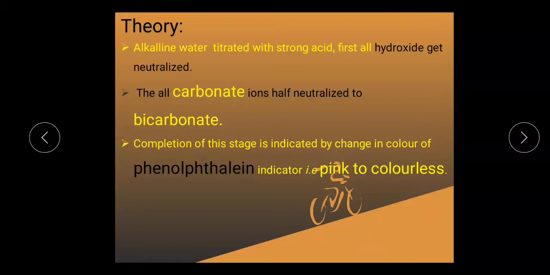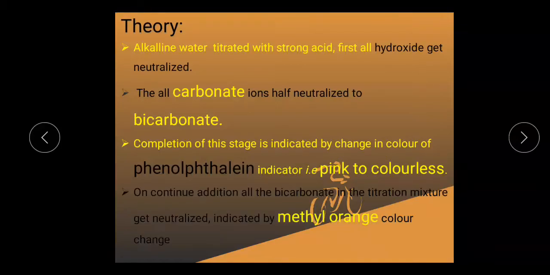It is the first step. Phenolphthalein indicator is used, and the endpoint for this titration is pink to colorless. Means on addition of phenolphthalein solution to the alkaline water sample, the solution becomes pink, and when you start addition of acid from the burette, the solution becomes colorless. At the endpoint you get, note down the reading.